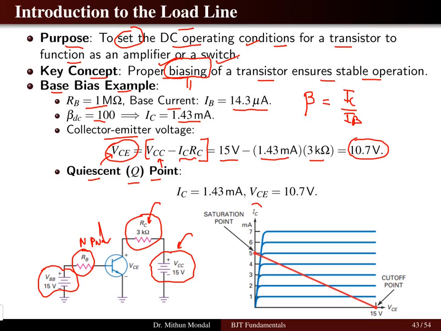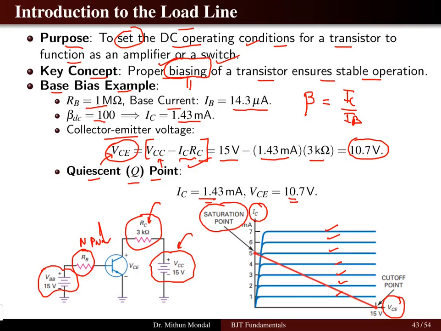So we plot the graph between the collector current and the collector to emitter voltage. We have seen this graph in the previous discussion. For different betas, you will have different active zone lines which are parallel to the x-axis, for constant base current. Now here, when the collector current is 1.43 milliampere and the collector emitter voltage is 10.7 volt, how do we obtain the quiescent point? So here you have two important points to be taken into consideration.